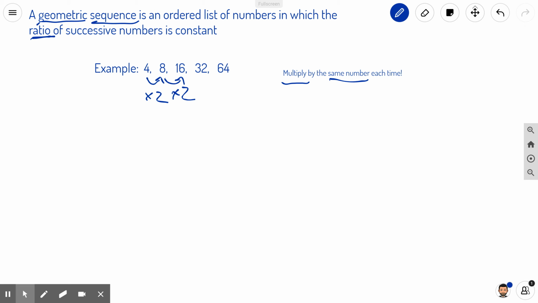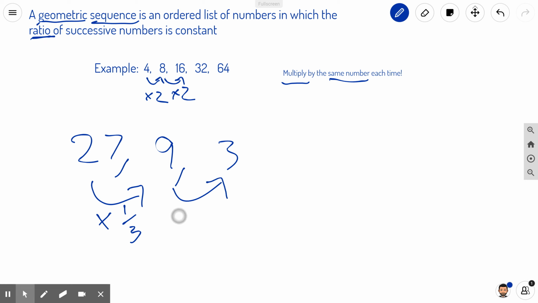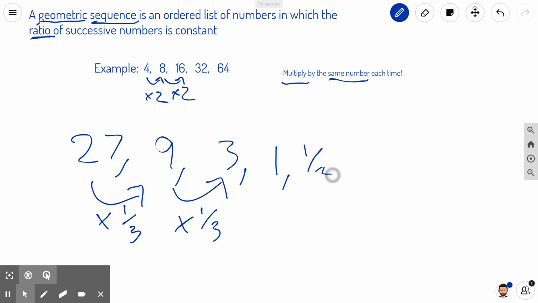So just like an arithmetic sequence could be either adding or subtracting, effectively, geometric can be either multiplying or dividing. So for example, if you had something like this, 27, then 9, then 3, what you're effectively doing here is simply multiplying by 1/3 each time. 27 times a third is 9, and 9 times 1/3 is 3. And then the next term would be 1, etc.